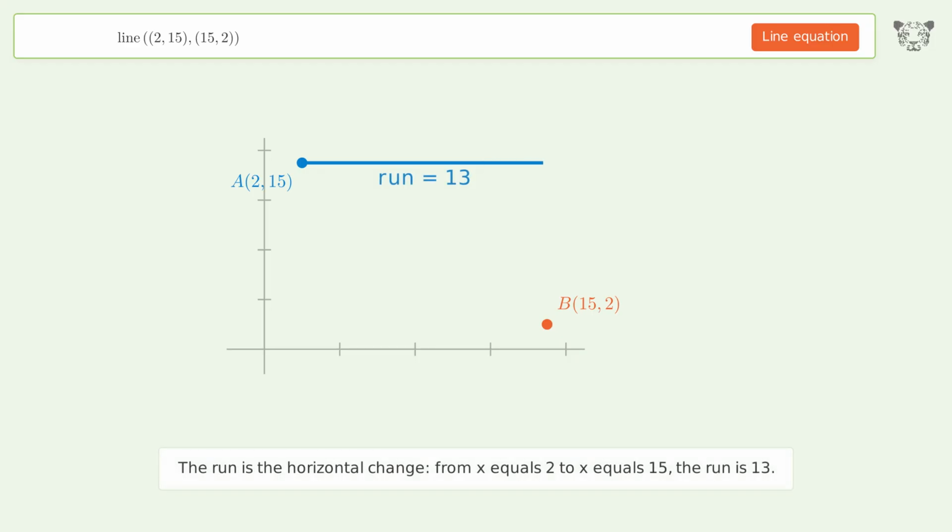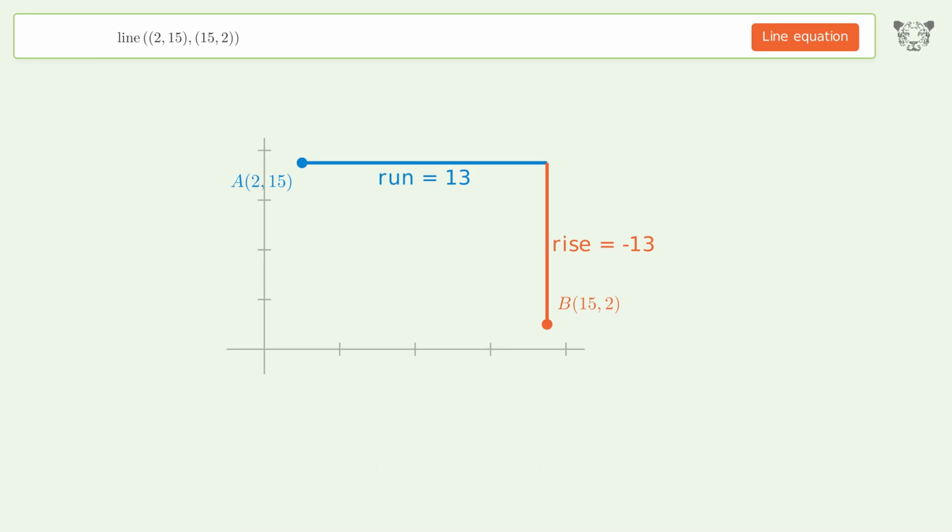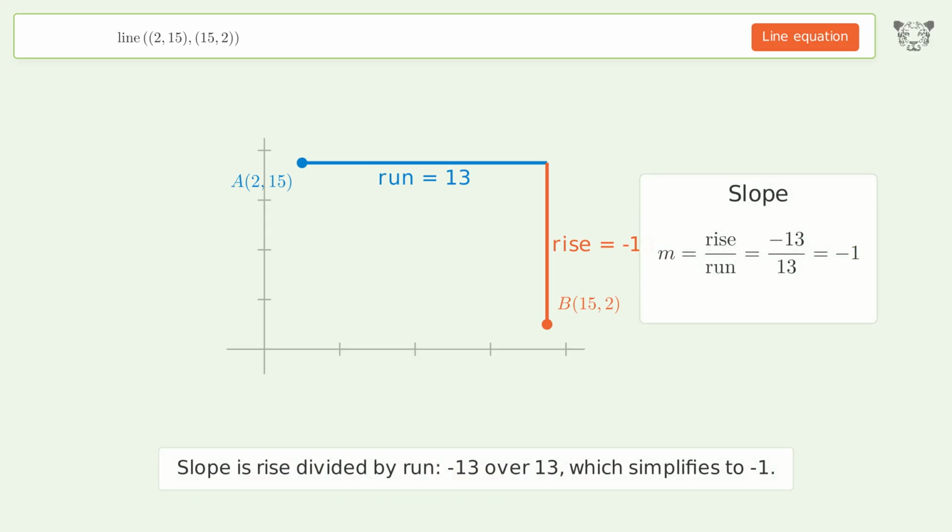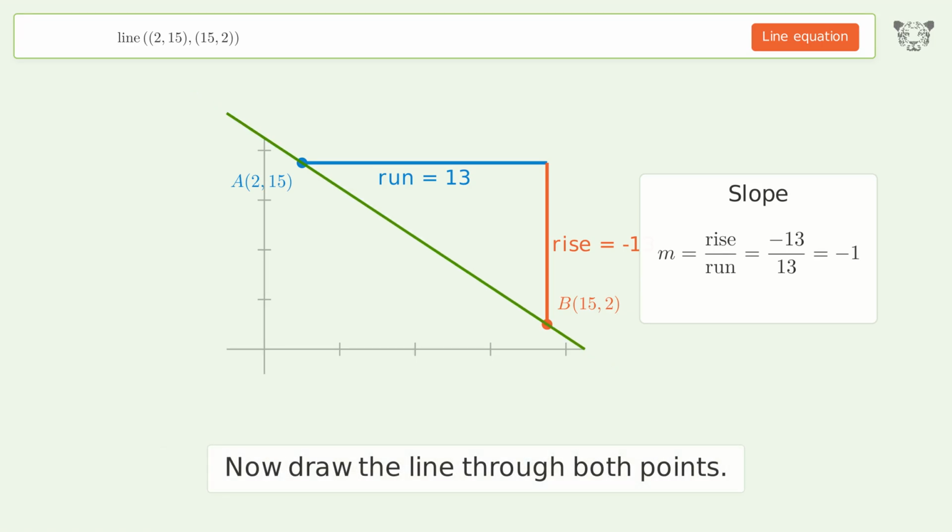The run is the horizontal change, from x equals 2 to x equals 15, the run is 13. The rise is the vertical change, from y equals 15 to y equals 2, the rise is negative 13. Slope is rise divided by run, negative 13 over 13, which simplifies to negative 1. Now draw the line through both points.